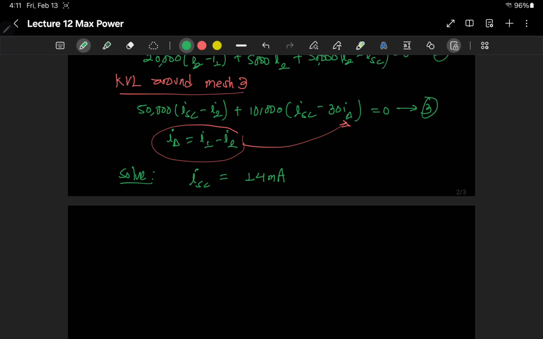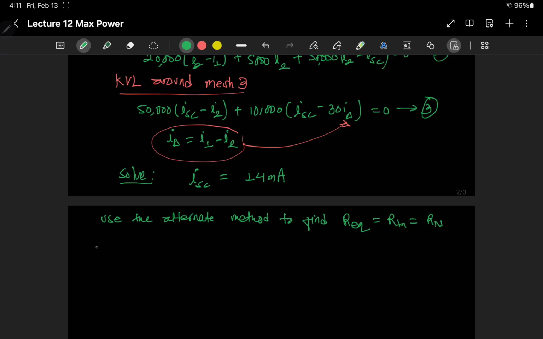Okay, so solve those three equations. Once we have the short circuit current, now we can use the alternate method to find the Thevenin equivalent or R equivalent. So let's use the alternate method to find R equivalent, which is equal to R Thevenin or R Norton, right?